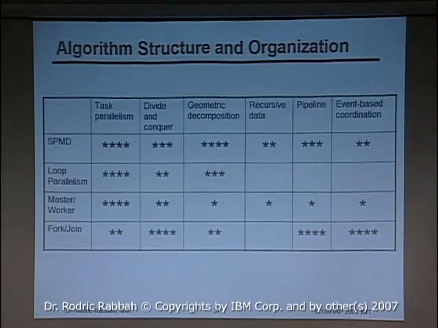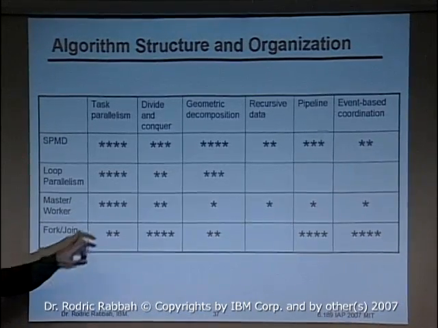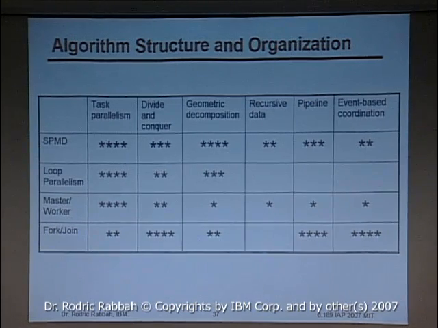In the task parallelism model, you have a world of threads that you're going to use for your computation, and really you can use largely any one of these models. So I used a ranking system where 4 stars is really good, 1 star is bad, and no star means not well suited.